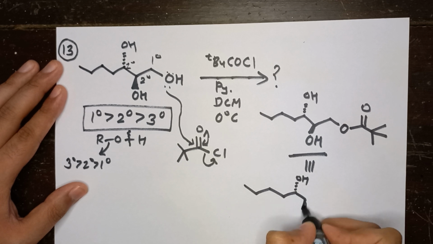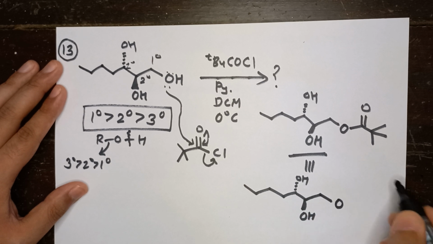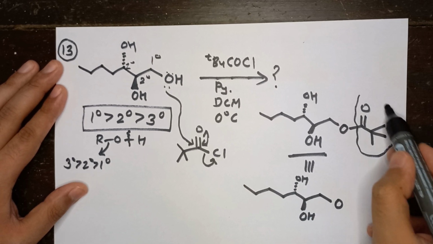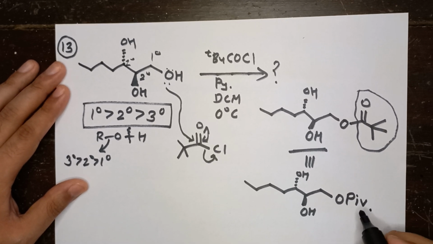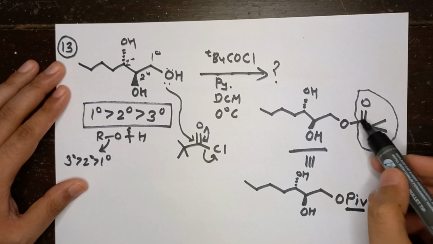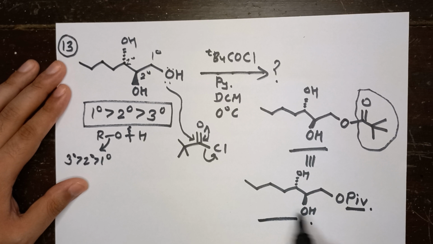And this also can be written as OH, OH, O, and this whole group is what we call the pivalate ester. So I am going to write PIV as a short form. So you know that PIV represents the carbonyl attached to tert butyl group. So this is the product for this reaction.